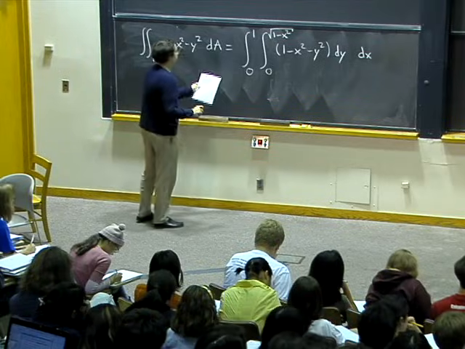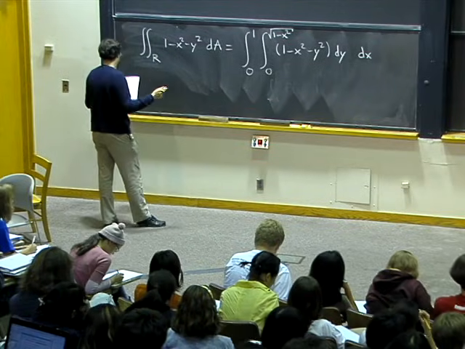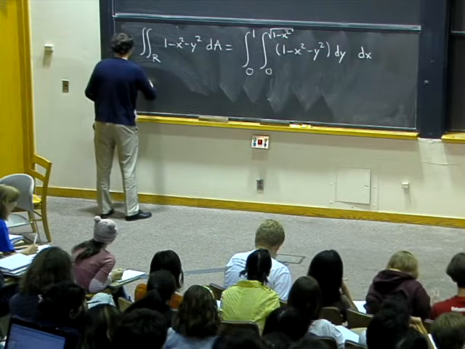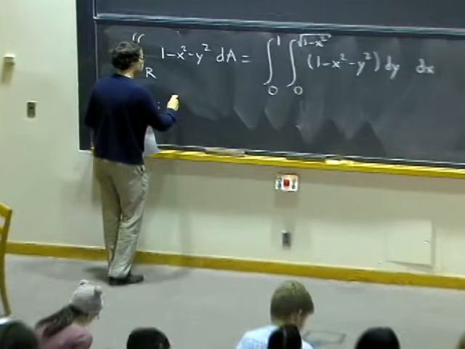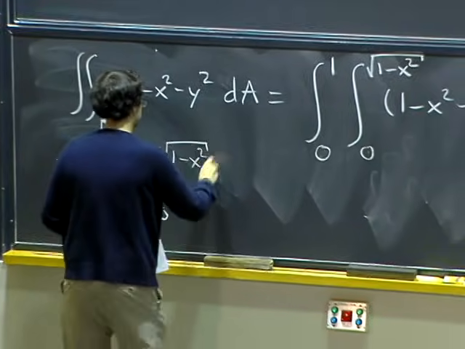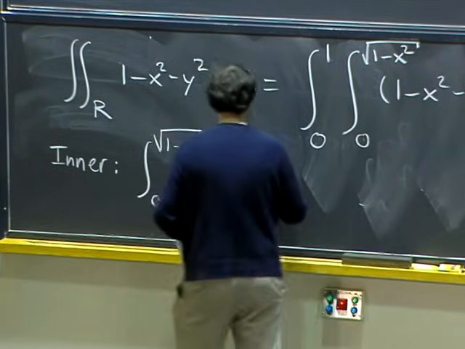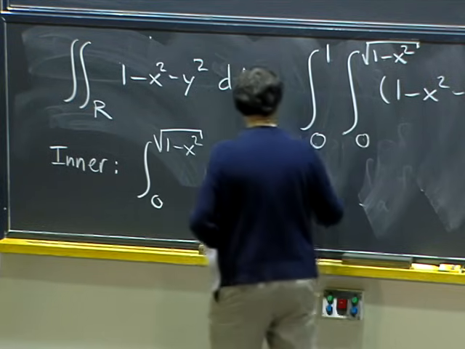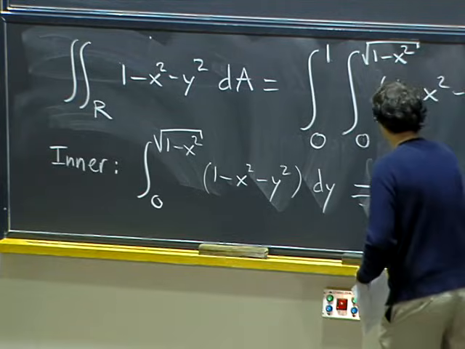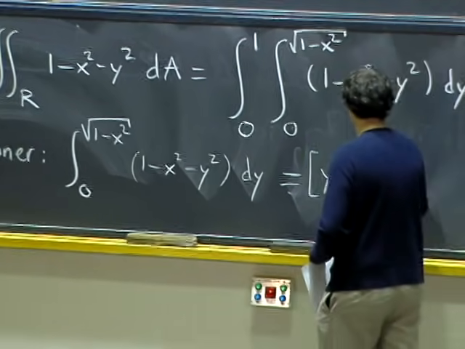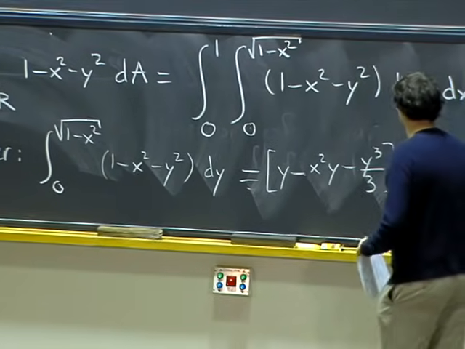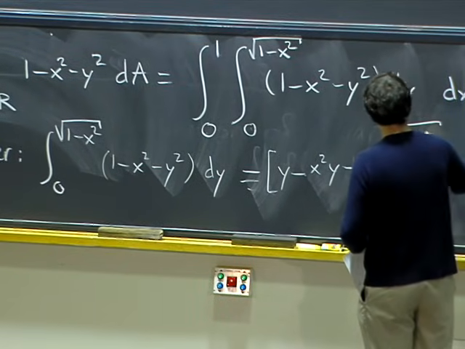So now, how do we compute that? Well, we do the inner integral. So that's the integral from 0 to square root of 1 minus x squared of 1 minus x squared minus y squared dy. And that integrates to y minus x squared y minus y cubed over 3, from 0 to square root of 1 minus x squared.